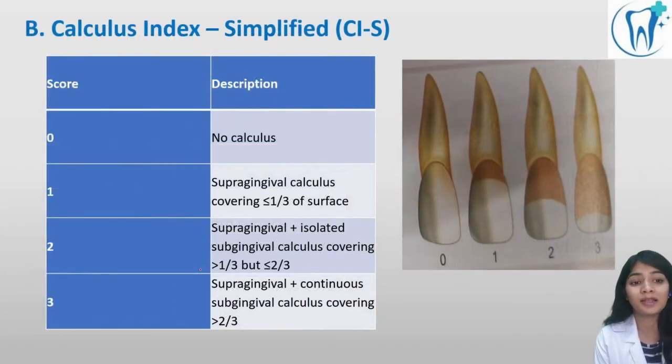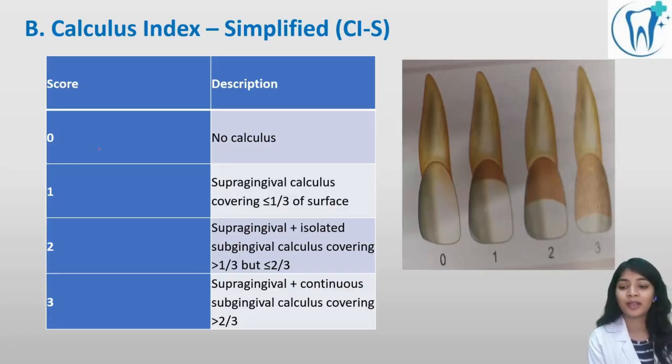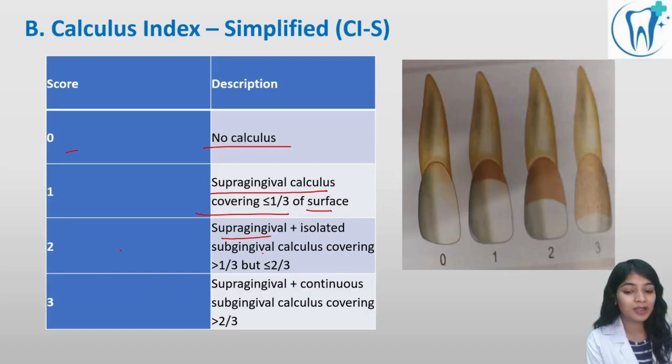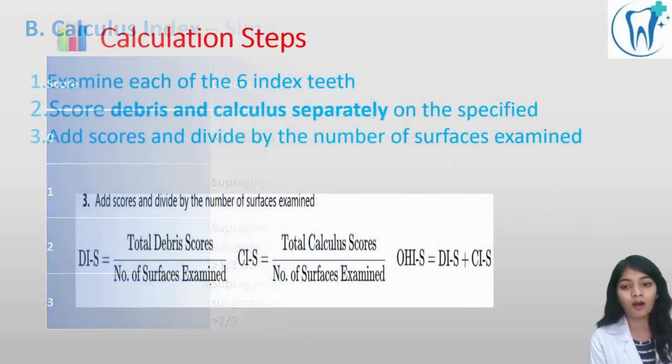Now next is calculus index. Calculus index criteria. You can see 0 for no calculus, 1 for supragingival calculus covering less than 1/3 of the surface. Number 2 will be supragingival plus isolated subgingival calculus covering more than 1/3 but less than 2/3. Number 3 will be supragingival calculus plus continuous subgingival calculus and covering more than 2/3 of the surface. So this is the scoring criteria of calculus.